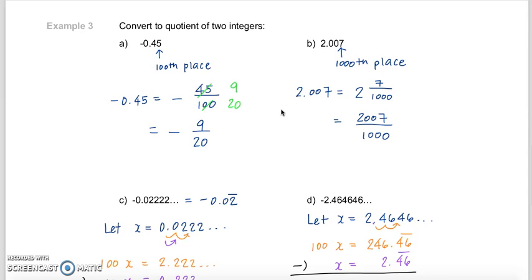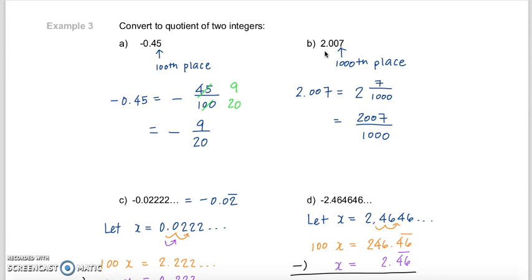Example 3. Convert to quotient of two integers. So negative 0.45, the last digit, the 5, is in the 100th place. So you can write this as negative 45 over 100. Both 45 and 100 are numbers that end in 5 or 0, so they must be divisible by 5. So we simplify this fraction by dividing both numbers by 5 and get negative 9 over 20.